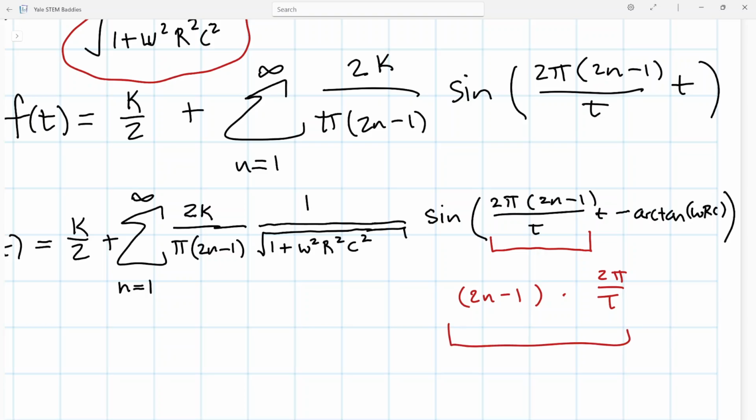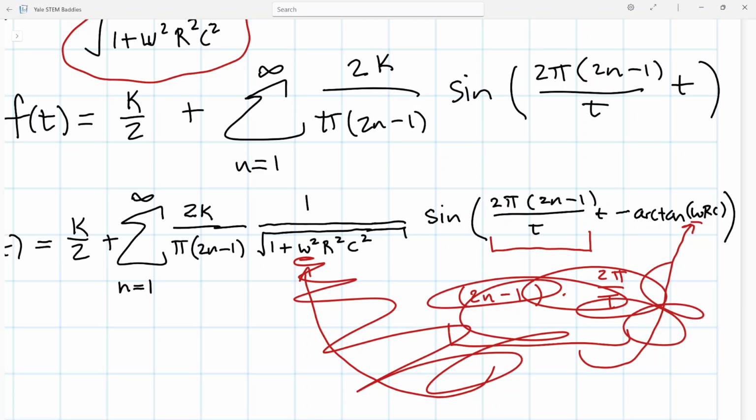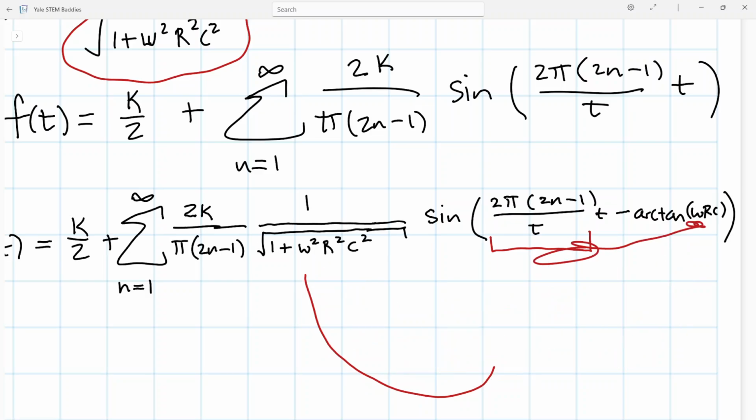This whole thing needs to be plugged in wherever you see omega, because the frequency of the signal defines how the signal itself is transformed by the filter, because it's a frequency dependent filter. So let's go ahead and plug those in, and then that's going to be our final answer. This frequency defines the transformation. So let's plug it in.